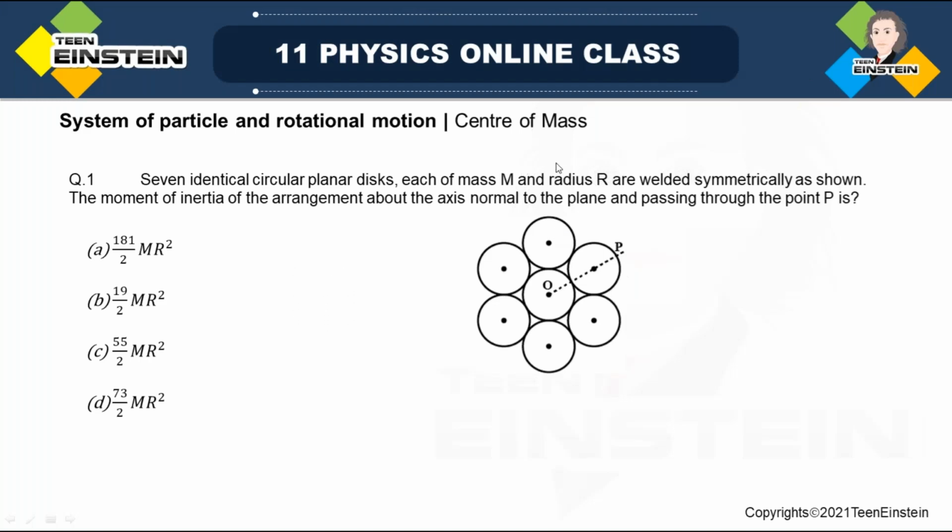So very good evening, students. We were discussing various numerical problems on system of particles and rotational motion.